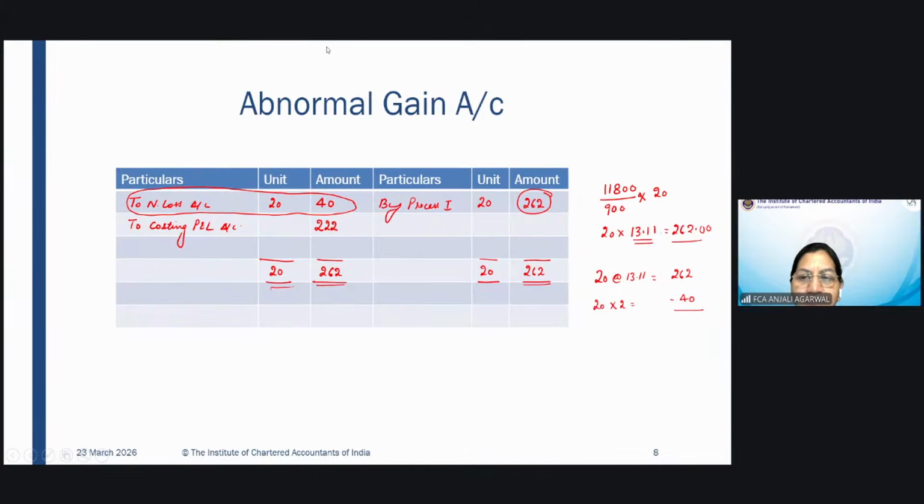We again have one message in the chat window. If there is normal gain also, then what will be the treatment? Okay, you are asking about normal gain. So like you are saying, if 1,000 units are introduced in the process, there is an output of 1,020 or 1,050, which is normal. So 2% or 5% is an increase in whatever the input units are.